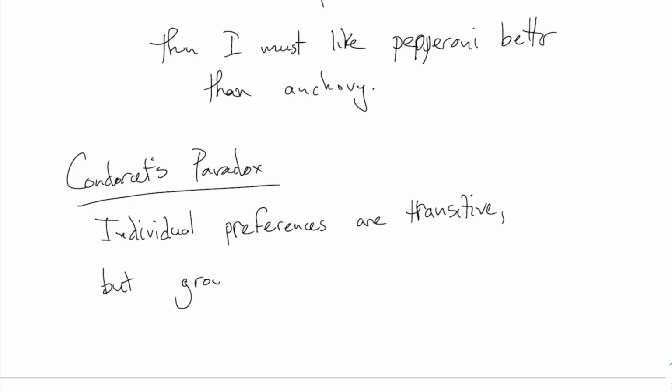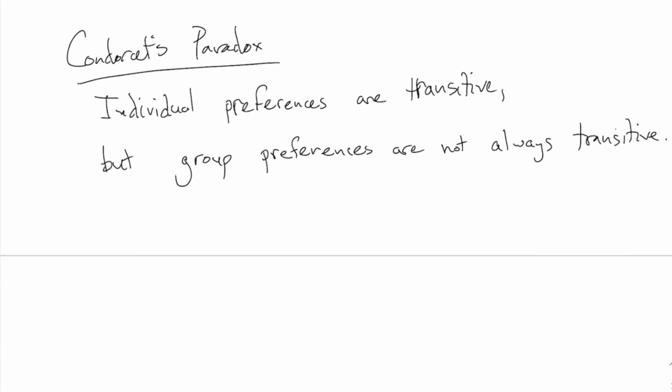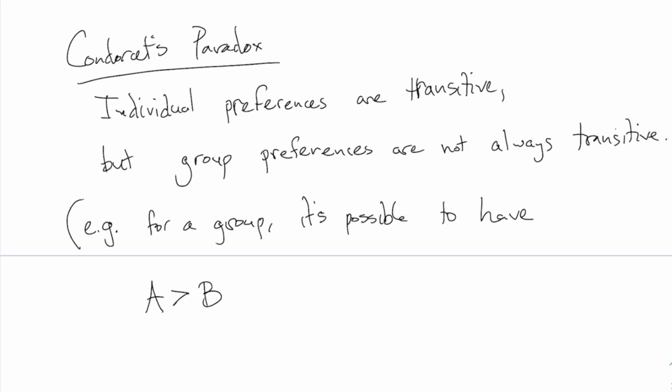But group preferences are not transitive, at least not always. Like in the example that I just said, where it looked like a three-way tie on the surface, but if you look at the pairs and compare them in pairs, for a group, it's possible to have A is better than B, and B is better than C, and C is better than A. This is not transitive, and it doesn't make sense for an individual to believe that, but sometimes it can happen that group preferences do behave in this way, all right?